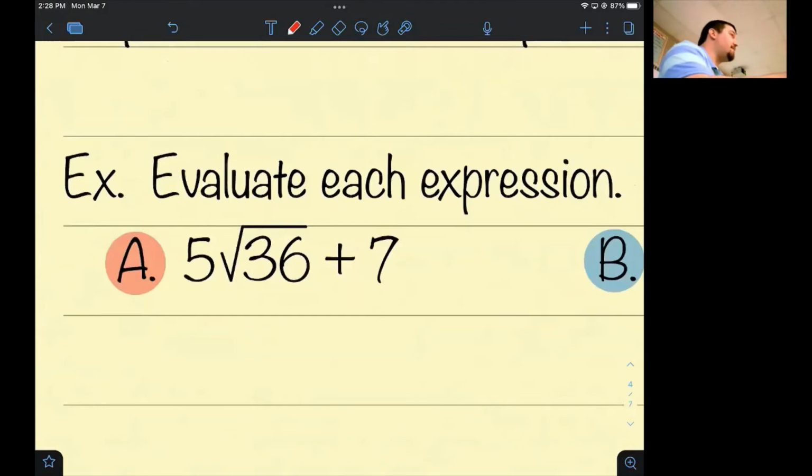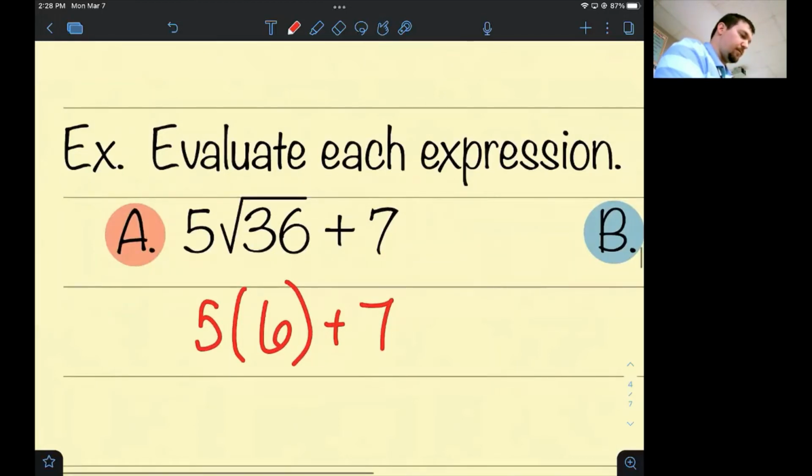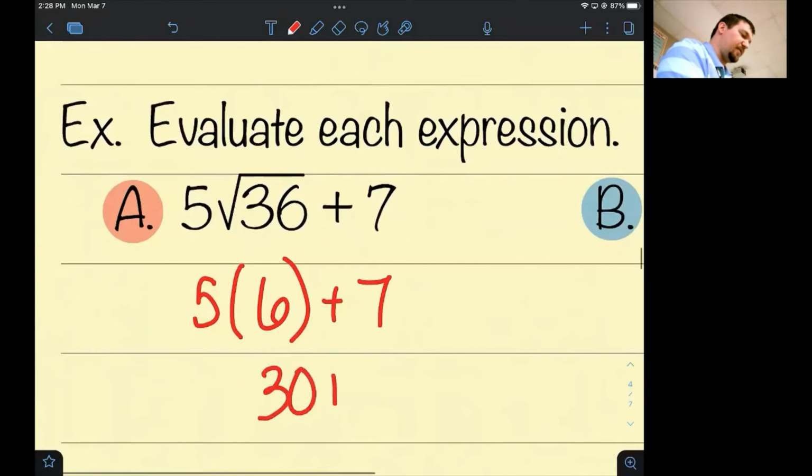5 times the square root of 36 plus 7. Is the 7 underneath the square root? It's not. So I wait till the adding portion. Let's do the exponent first. What is the square root of 36? 6. So I've got 5 times 6 plus 7. Do not times 5 to the 36, then square root. You have to square root first, then times by 5. What is 6 times 5? 30. And what's 30 plus 7?